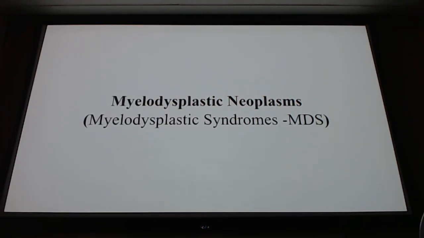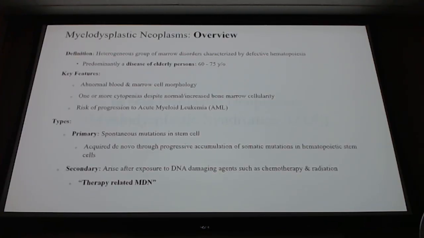So we're talking about MDS. You'll also hear it called myelodysplastic neoplasms. So marrow disorders, right? We've already broken that down. This is characterized by defective hematopoiesis. What does that mean? What's hematopoiesis? That's the creation of cells, right?